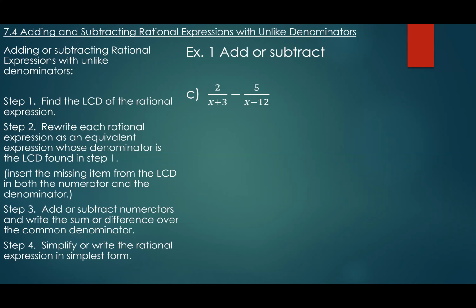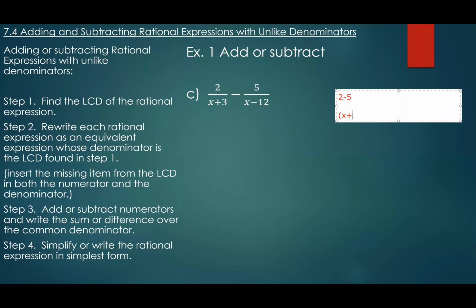So first of all, let's say you have this question on your homework, on your quiz, on your test. What do we do? One thing we cannot do, ladies and gentlemen, is this. We cannot say 2 minus 5 on the top, and on the bottom x plus 3 minus x minus 12. That is a big no-no. We cannot just subtract the top and subtract the bottom and call it a day.